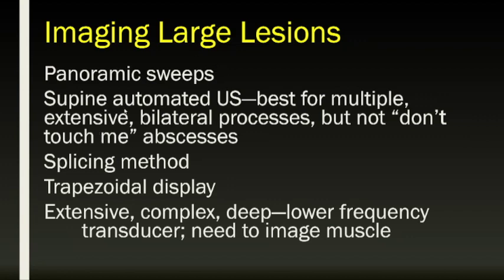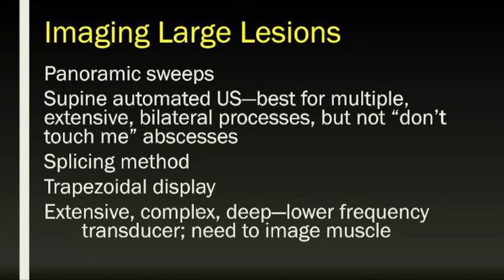How do you image large lesions? Either panoramic sweeps, extended fields of view, supine automated ultrasound, and I'll show you a couple of examples, are great for multiple extensive bilateral processes, but they don't work for the don't touch me, very excruciatingly painful abscesses. You need compression of a paddle, and you can't, just as you can't do mammography, even though the compression is far less with ultrasound, it is too much for these patients who are difficult to touch.